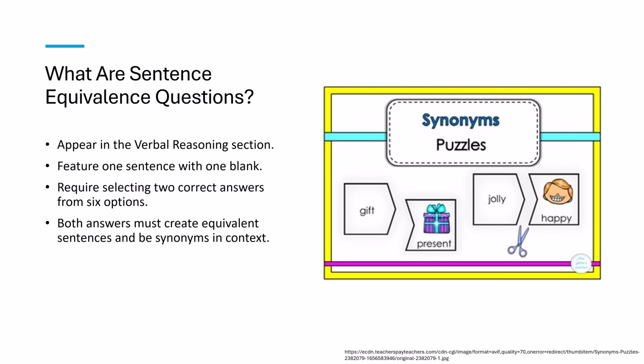Sentence equivalence questions are like solving a double puzzle. You are given a sentence with one blank and 6 answer choices, but you must pick two words that both fit the sentence and create the same meaning. The catch is that both words must work equally well and be synonyms in the context of the sentence. There is no partial credit. If you get only one right, you get no points. These questions test not only your vocabulary but also your ability to interpret context and spot subtle differences between words.